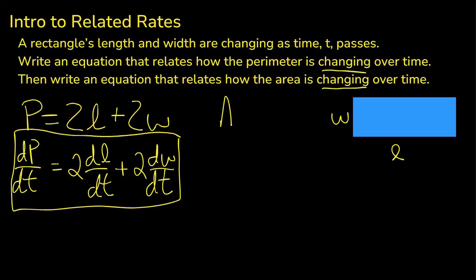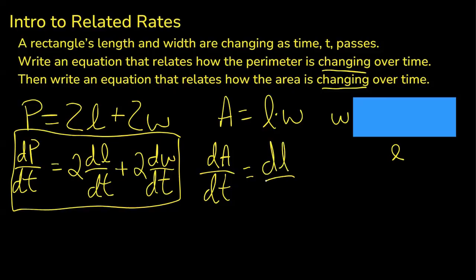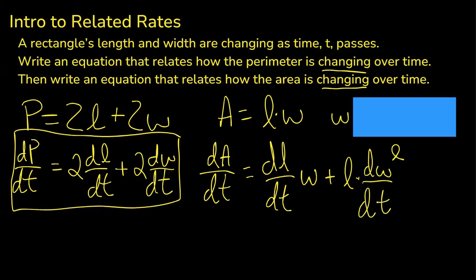If we do area, area is length times width. So when we differentiate with respect to t, the derivative of A with respect to t is just dA dt. Then we'd have to use the product rule here because L and W are both considered functions, and we're differentiating with respect to t. So the derivative of L is dL dt. So that's the derivative of the first times the second, plus the first times the derivative of the second, which since it's just W would be dW dt.